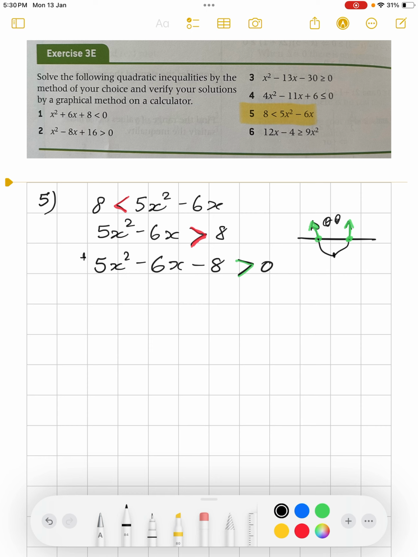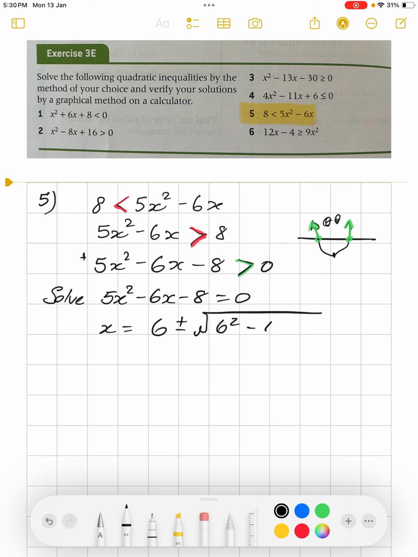Well, I'm going to use the quadratic formula and just solve where it equals 0. 5x squared minus 6x minus 8, just solve where it equals 0. x equals negative b plus or minus the square root of b squared minus 4 times a times c all over 2a.